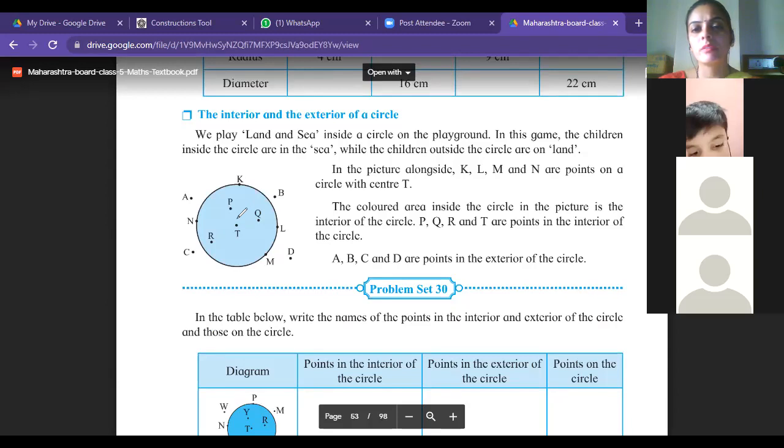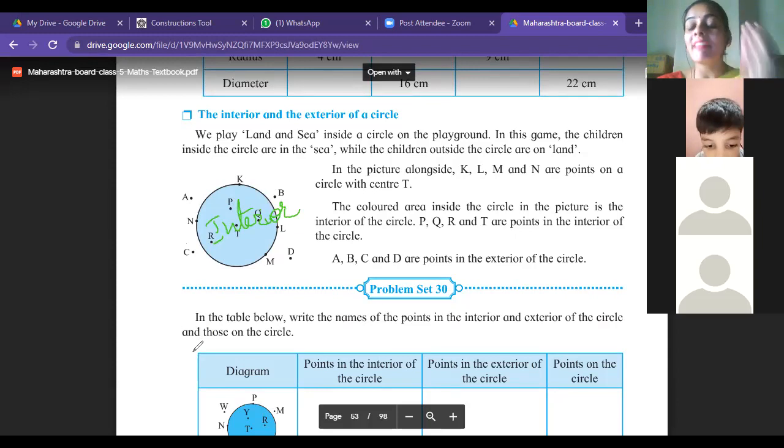Teacher, your voice is not coming. Yes, I am asking which are the points inside the circle. Teacher, P, Q, R. So this is called interior. What do we call interior? We call it an interior point. जो अंदर पॉइंट है और जो बाहर कौन कौन से पॉइंट है? Which are the points outside?